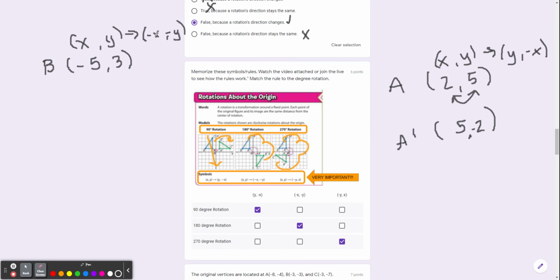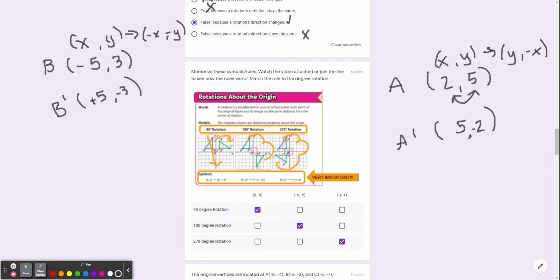So all that means is my x and my y are staying in the same place. So my 5 and my 3 are staying in the same place, negative 5 and 3. But now I need the opposite. So the opposite of negative is positive, the opposite of positive is negative. So that would be a 180 rotation.